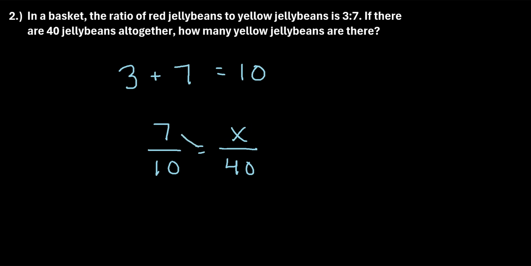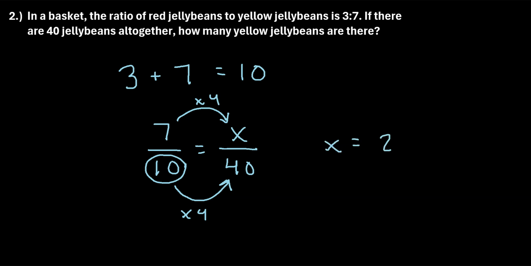So in the previous example, we cross multiplied and we solved for x. We could do that again here, or another way to do it is we can notice that 10 times what number is equal to 40? Well, that would be 4. 10 times 4 is 40. So if we multiply the denominator by 4, we could just multiply the numerator by 4 to figure out x. So if we say 7 times 4 is 28. So x must be equal to 28. So that's our final answer. In a basket of 40 jelly beans, 28 of them must be yellow. So those were just two examples of how to solve some common ratio word problems.